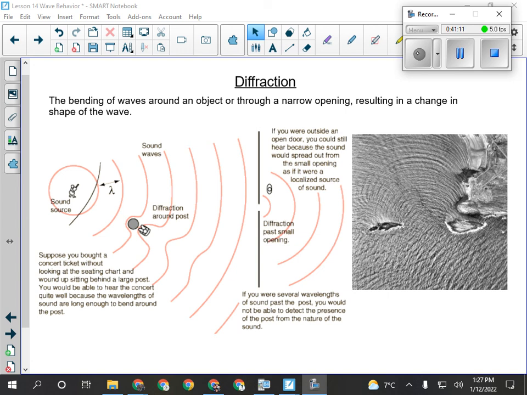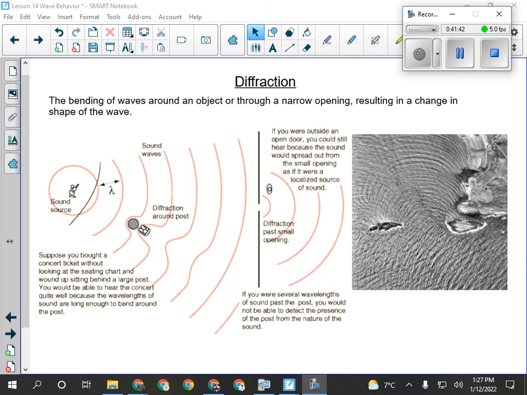This is actually the behavior of waves that allowed Thomas Young to prove that light is a wave. Because for a very long time, the entire physics community, including Newton, believed light was a particle. Now, it's very logical to assume that light is a particle because we can't observe light diffracting. With sound and with water waves and things like that, we can observe diffraction.